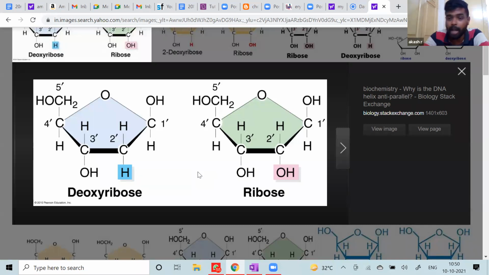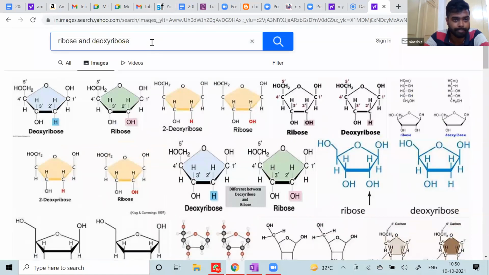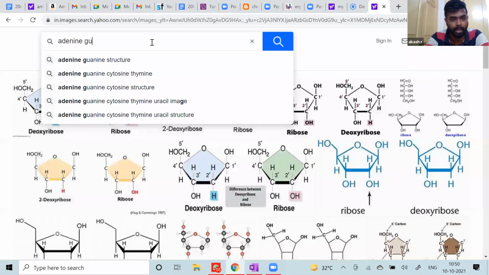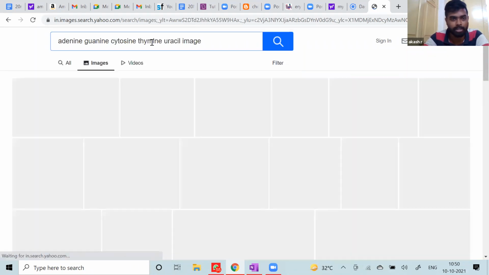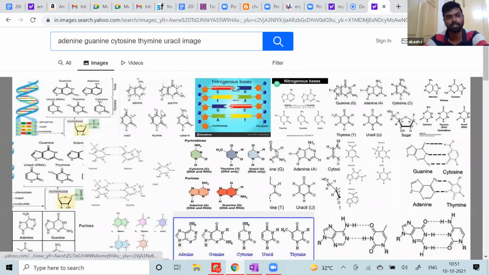Now, I will show you the structures of adenine, guanine, cytosine, thymine, and uracil. Adenine, guanine, cytosine, thymine, and uracil. Great. Google is so good. Directly I have it. Now look at this.